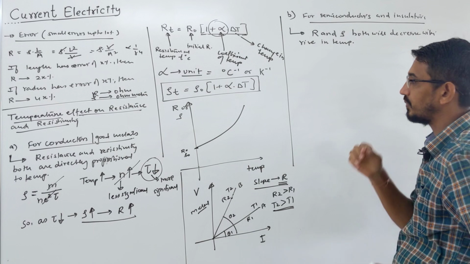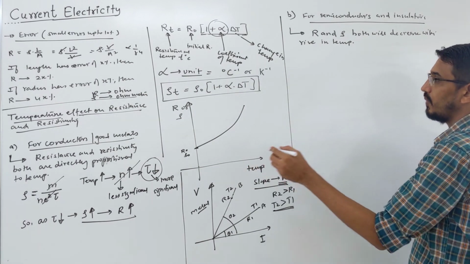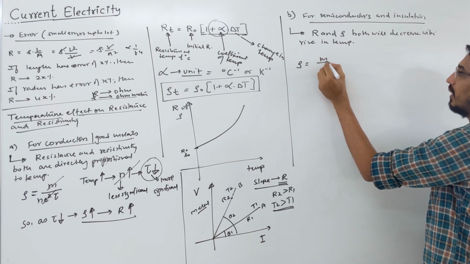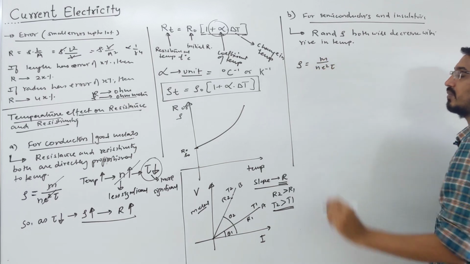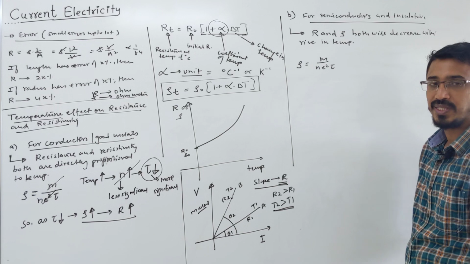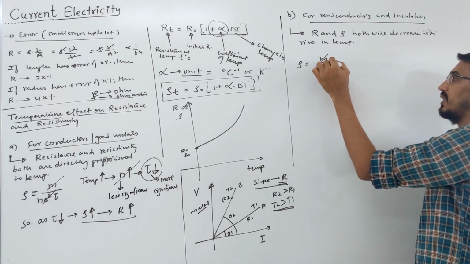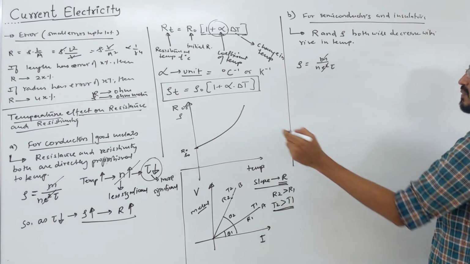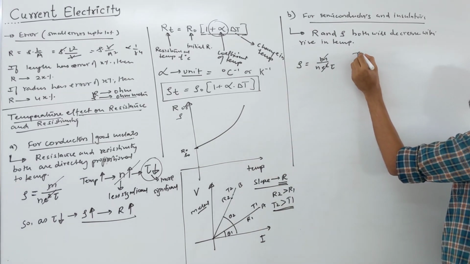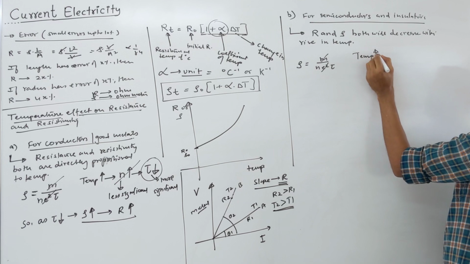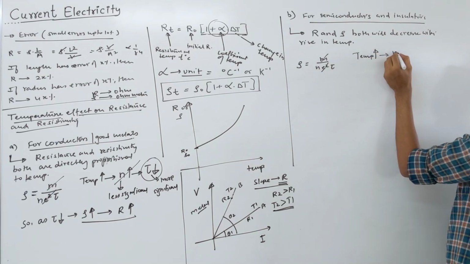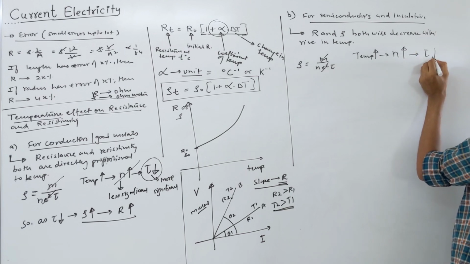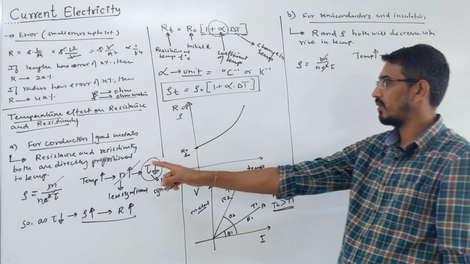Okay, let's see here. Again, what is the formula? Watch carefully. Rho is equal to m upon n e square tau. Correct? Temperature increased, mass will not change, e will not change, right? So watch carefully, the same thing will happen. What we saw is that when temperature increases, n will increase and tau will decrease. Same thing, okay?